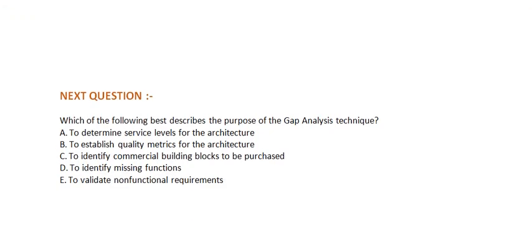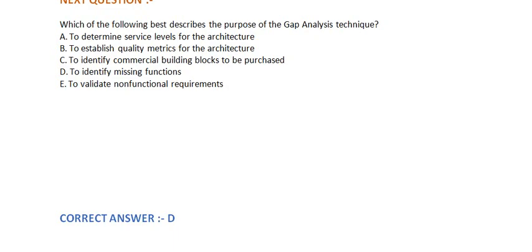Now moving to next question. Which of the following best describes the purpose of the gap analysis technique? Option A, to determine service levels for the architecture. Option B, to establish quality metrics for the architecture. Option C, to identify commercial building blocks to be purchased. Option D, to identify missing functions. And option E, to validate non-functional requirements. The correct answer is option B.